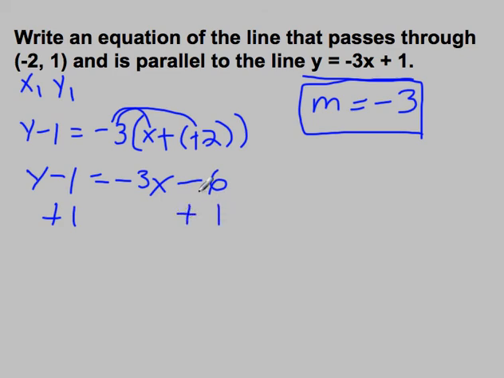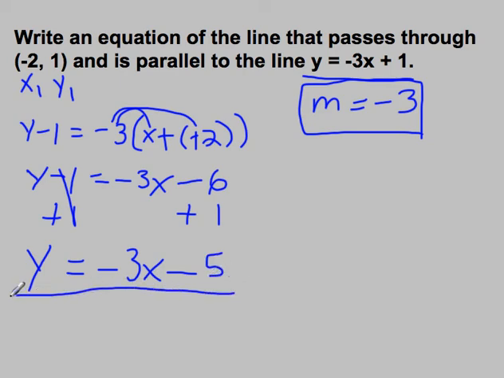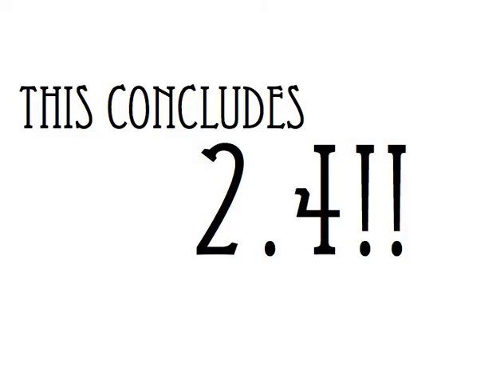Make sure you line the constants up. So then we've got y. These cancel out, so y equals, which is exactly what we want. And then we bring down the -3x. And then -6 plus 1 is -5. So now we've written an equation that was parallel to the line that they gave us from the beginning. And this concludes section 2.4.